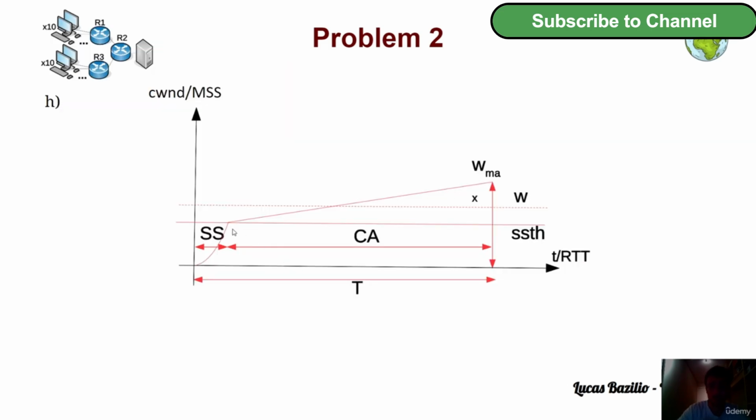If we study now the phase of the congestion avoidance that goes from this phase to this one, essentially, once the value of the congestion window divided by the maximum segment size arrives at the value of the slow start threshold, then we go to the congestion avoidance phase. In this phase, it is important to know how many segments, how many units of the maximum segment size, we have incremented.